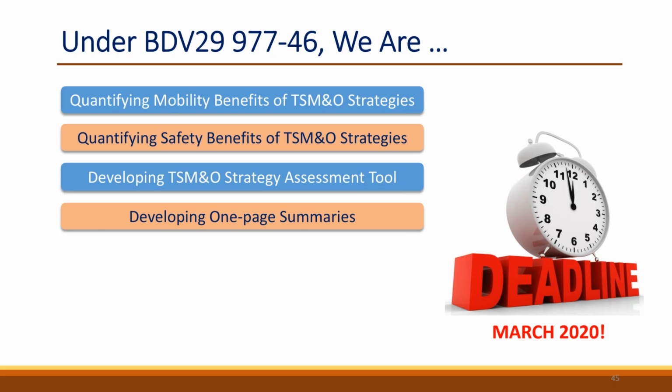And we are also going to develop one-page summaries for each strategy with a background, an example test deployment location, and the potential safety and mobility benefits that strategy would result in. The deadline for completing this project is March 2020. And we are about 70 percent along, I don't know if Tracy is on the line, but we'll get there. We'll finish it by the deadline, no matter what.